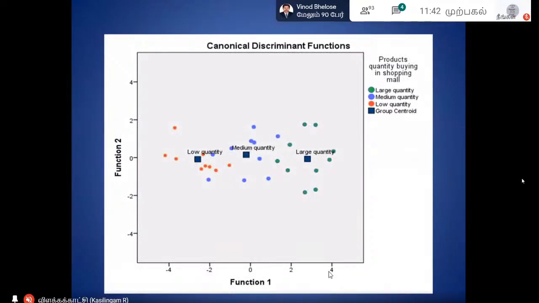Now, this is the canonical discriminant functions plot, right? I think people are ready. Some people have already unmuted. Now, please look at this graph and tell me your inference. Yes. Over to the participant, quickly.